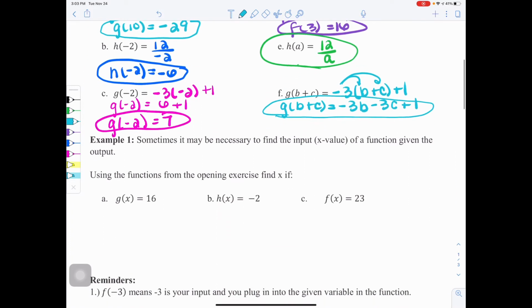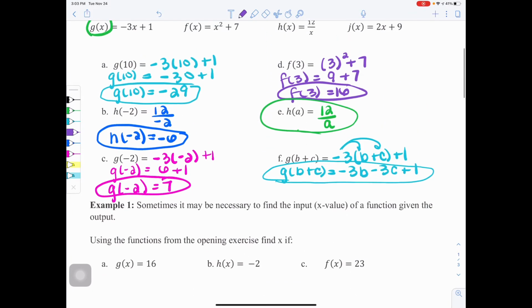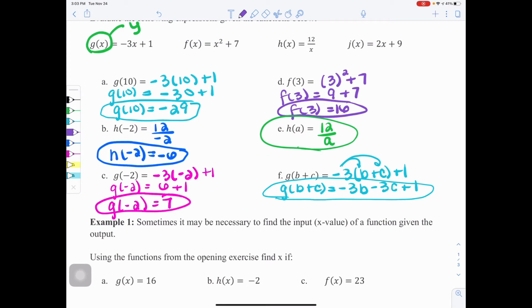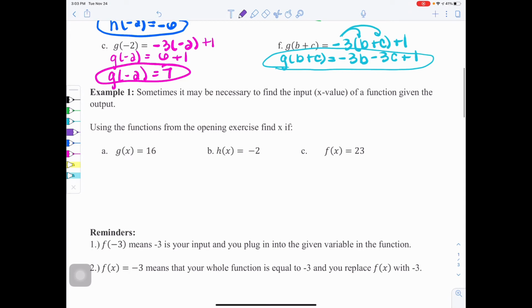So let's move on to our examples now together. Example 1, sometimes it may be necessary to find the input x value of a function given the output. So going back to what we just did in our opening exercise, put a little note here that we were given the input and we were finding the output. Okay, that is different than what they're asking us to do in example 1. Here, they're going to give us the output. We need to find the input.